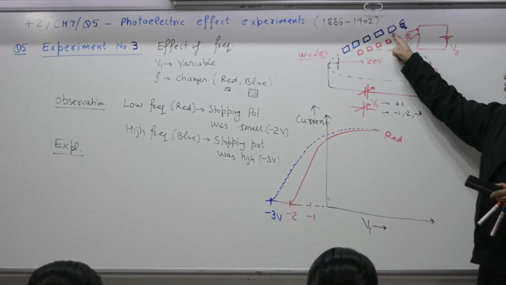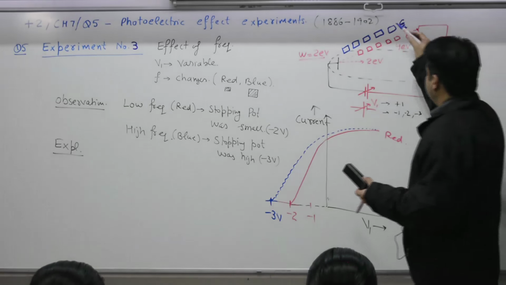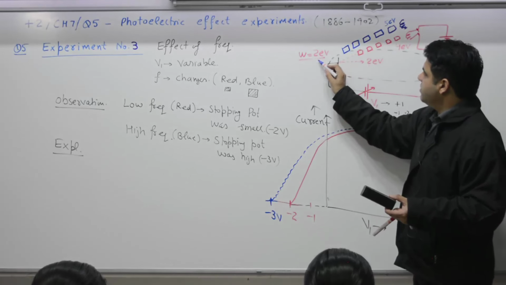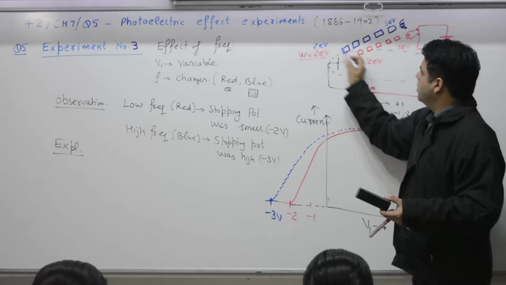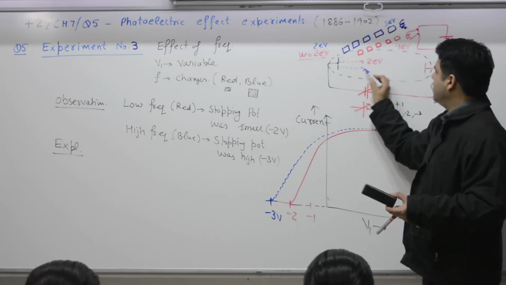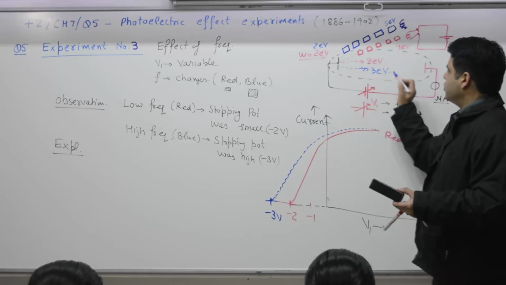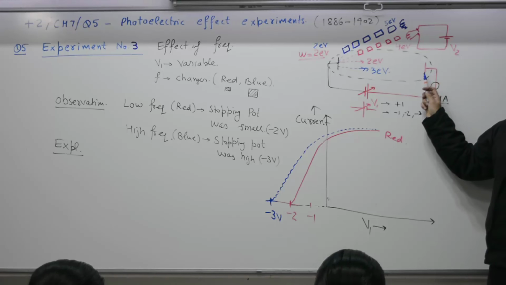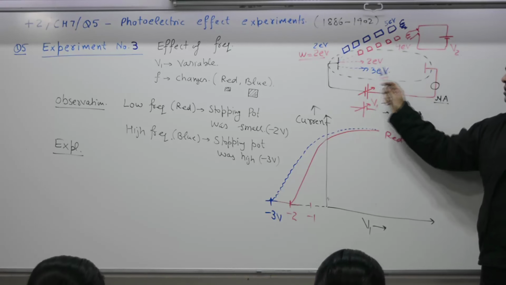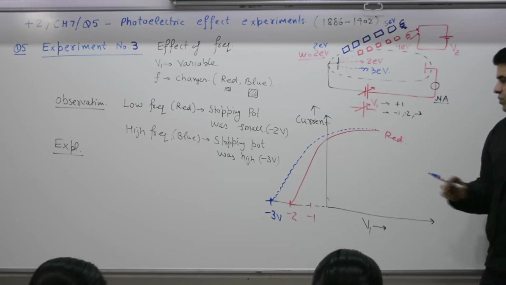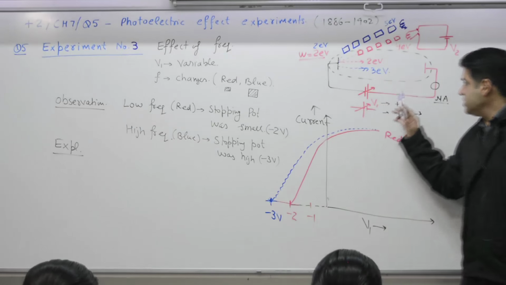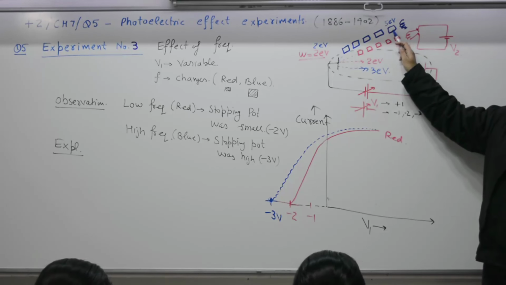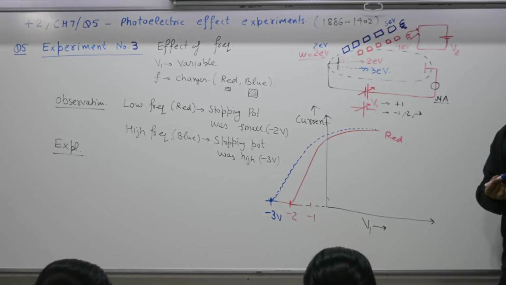Einstein said when you change this to high energy, suppose it is now 5 electron volt. When this 5 electron volt hits, the work function remains the same. How much? 2. And now the topper will come out with what energy? 3 electron volt. This plate should have what voltage? -3 to stop this, to make the current 0. So that is why current is 0 when this voltage is -3. Stopping potential is more when photon size increases. Again it is a 1:1 interaction.